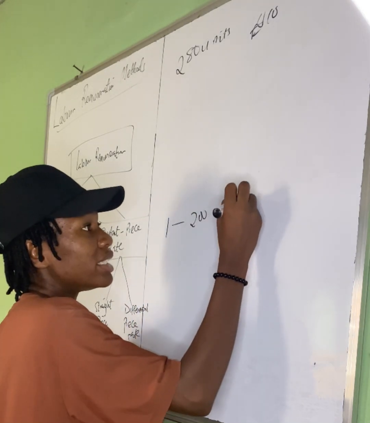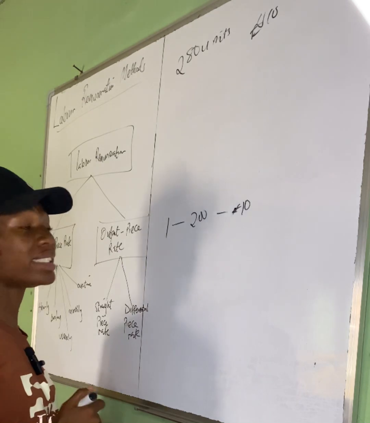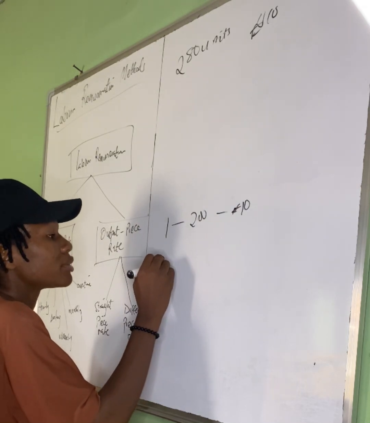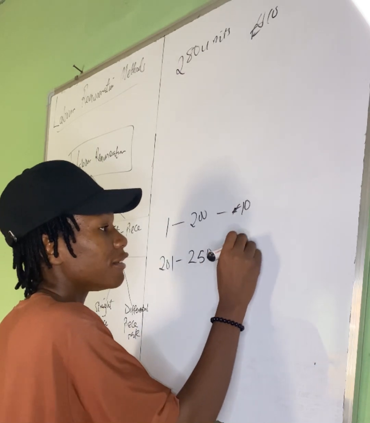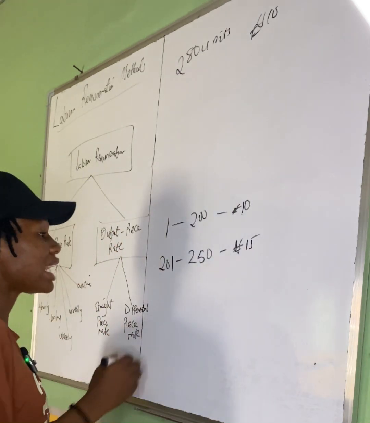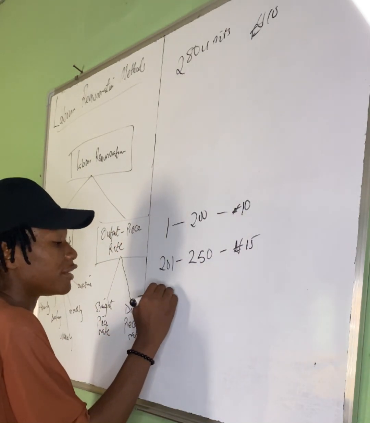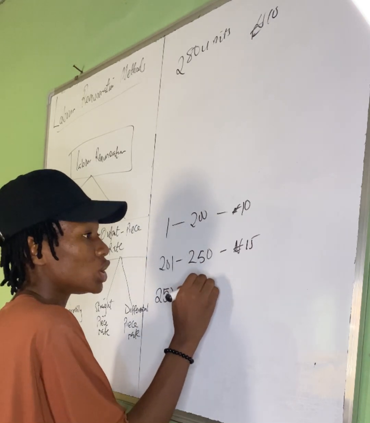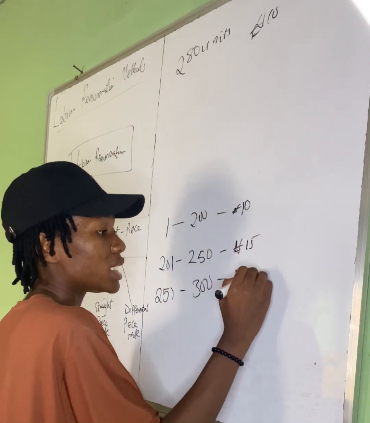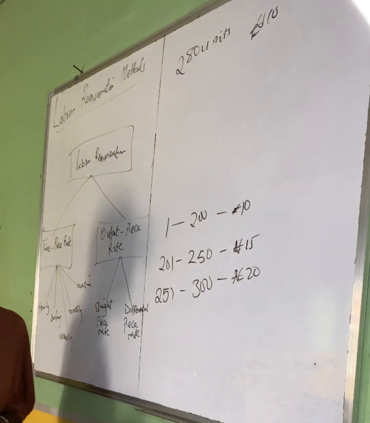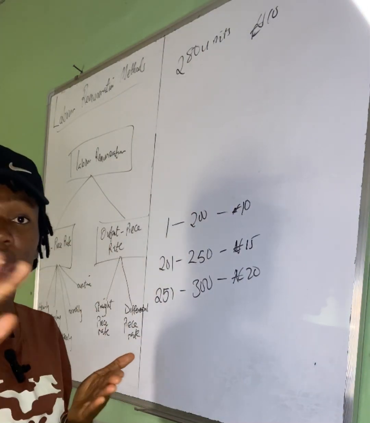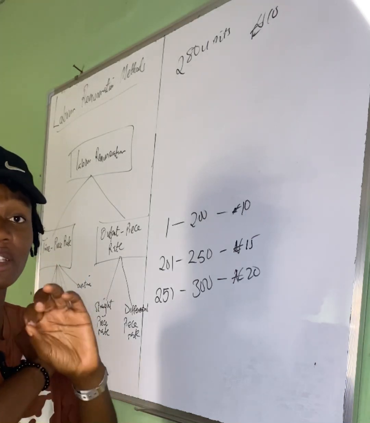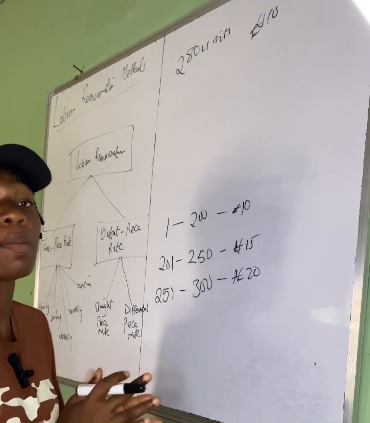we're going to be paying 10 naira to that person. And then from 201 to 250, we're going to be paying 15 naira. And then lastly, from 251 up to 300, we're going to be paying 20 naira, right? So this is another illustration. For the straight piece rate, we're only paying 10 naira, a flat rate. That's why it's called straight. It's just a flat rate, irrespective of how many units were produced.